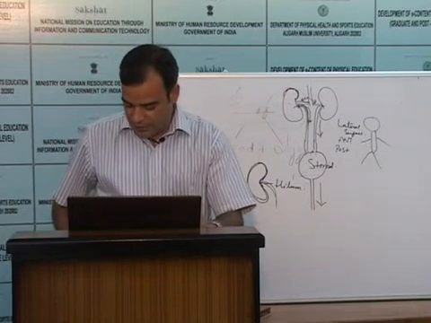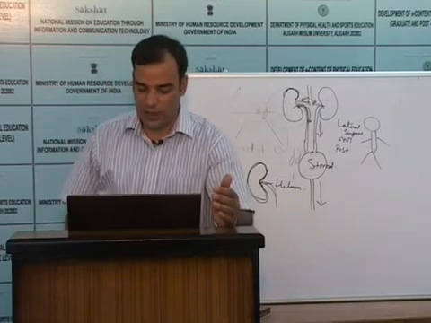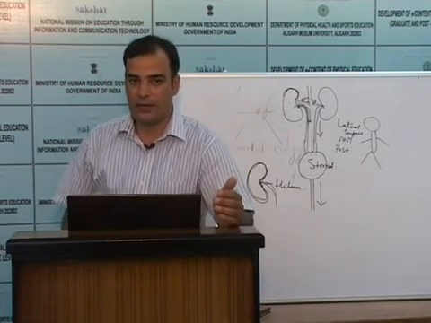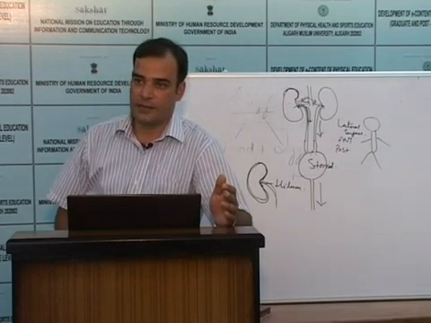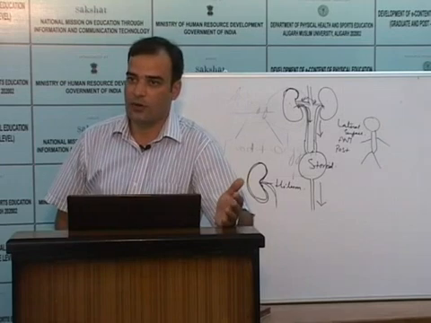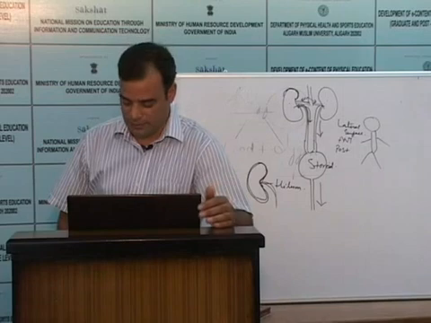If we cut a kidney, we can see inside these three different regions: renal outer cortex, inner medulla, and renal sinus. Here in this diagram you can see outer cortex, then medulla, then renal pelvis and calyces.